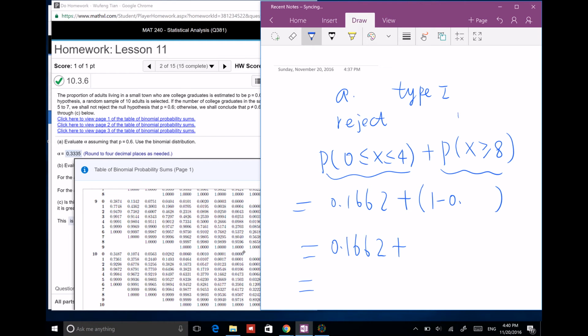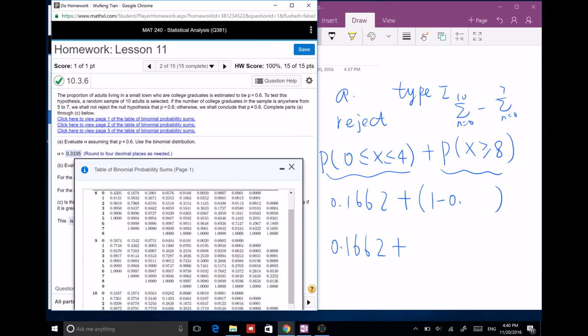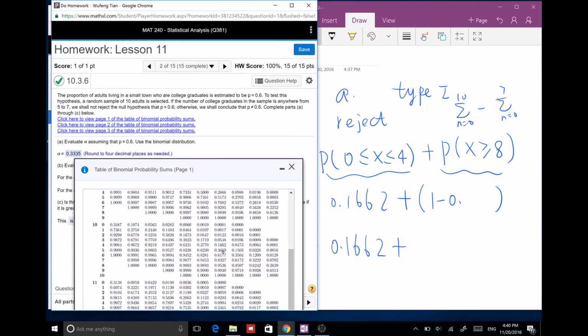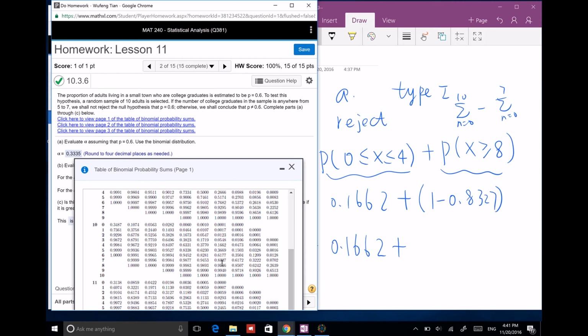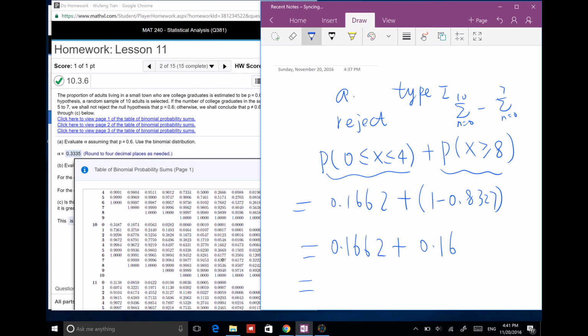You have to use 10 minus up to 7. So you use the summation from n equals 0 to 10 minus the summation from n equals 0 to 7. With 0.6, going down here, 10, 7 is 0.8327. So minus 0.8327, it's up to here, right? Okay, 7. So plus 0.1673. Add them together is 0.3335. Okay, this is the rejection, type 1 error.